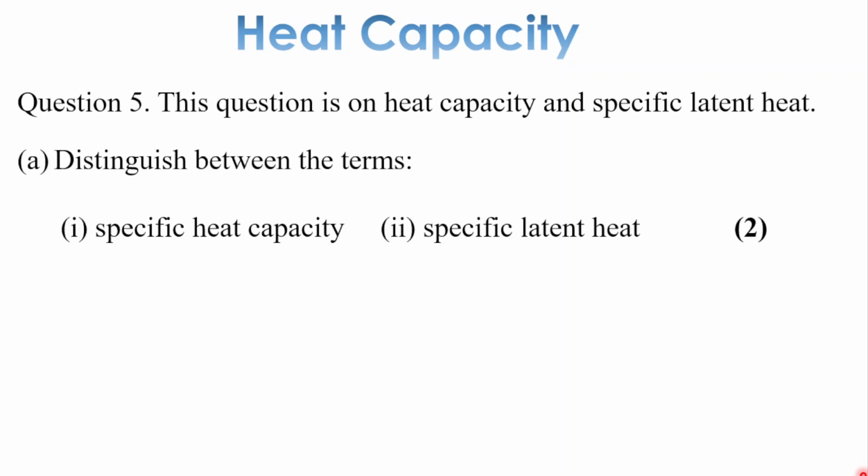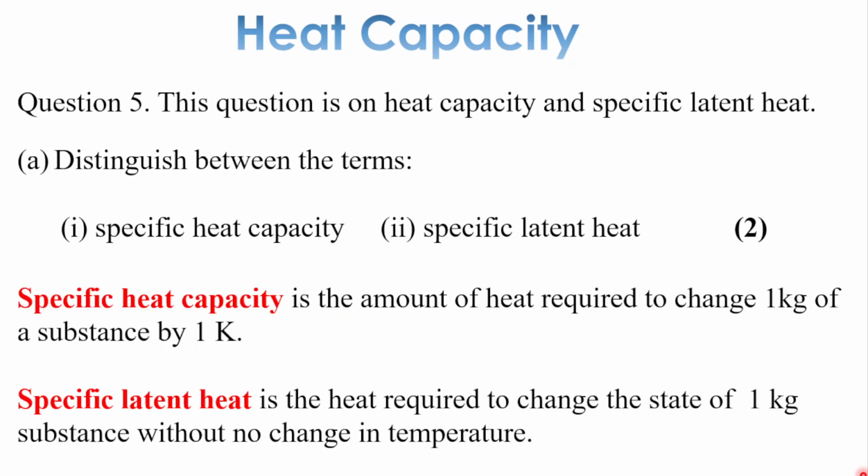Now, what I'm going to do first is to define both terms. And so, specific heat capacity is the amount of heat required to change 1 kg of a substance by 1 Kelvin, or you can also state this by 1 degree Celsius as well. Doesn't matter. Now, the specific latent heat is the heat required to change the state of 1 kg of a substance without any change in temperature.